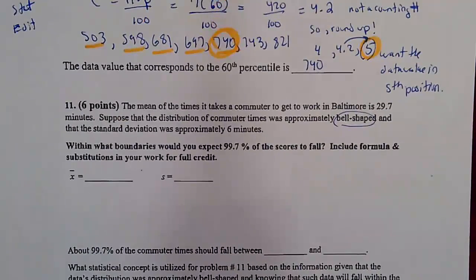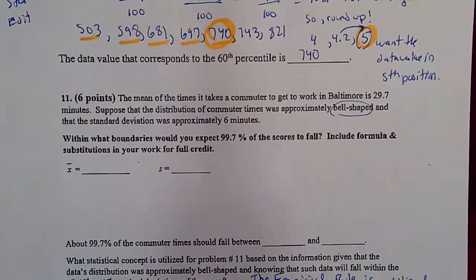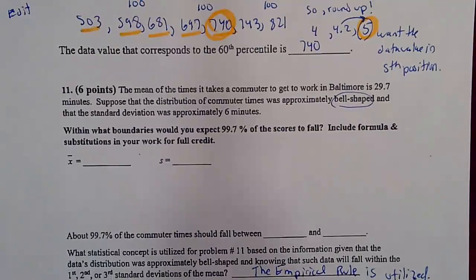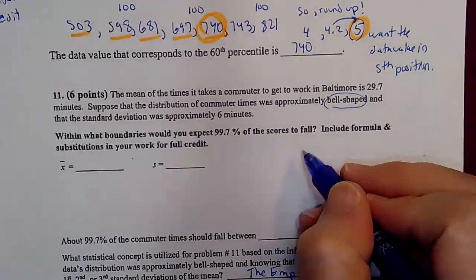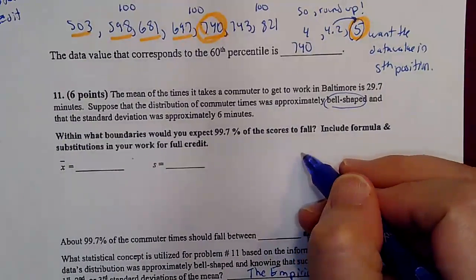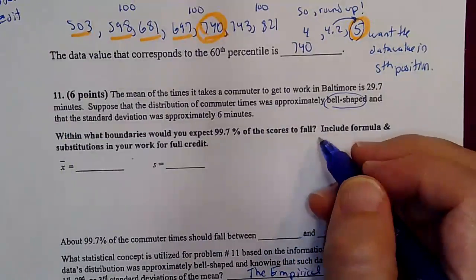And the standard deviation was approximately 6 minutes. What boundaries would you expect 99.7% of the scores to fall? Include formula and substitutions in your work for full credit. Okay, so what you should do on your paper is, because empirical rule, there's the 3 rule. Remember 68, 95, 99.7 rule.